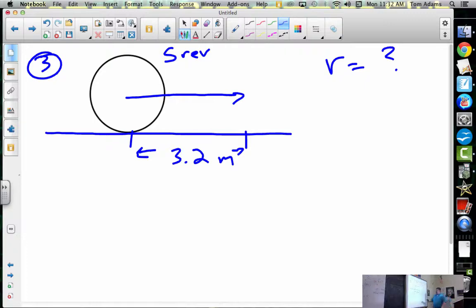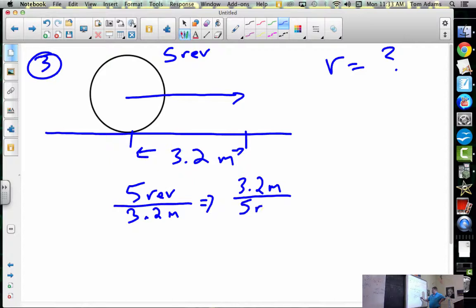So what he's saying is, we have 5 revolutions per 3.2 meters. I could write that another way. That's the same as saying 3.2 meters per 5 revolutions, right? And basically what we're saying is 5 revolutions is equal to 3.2 meters.